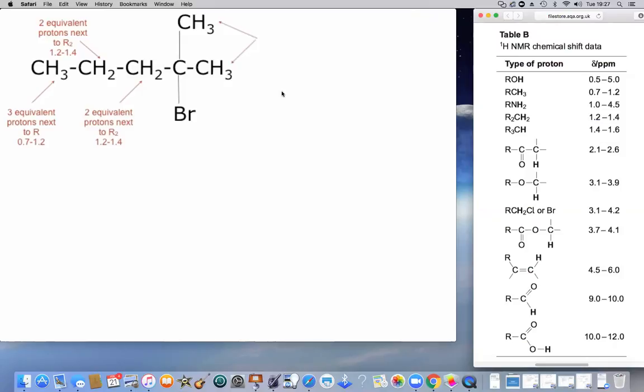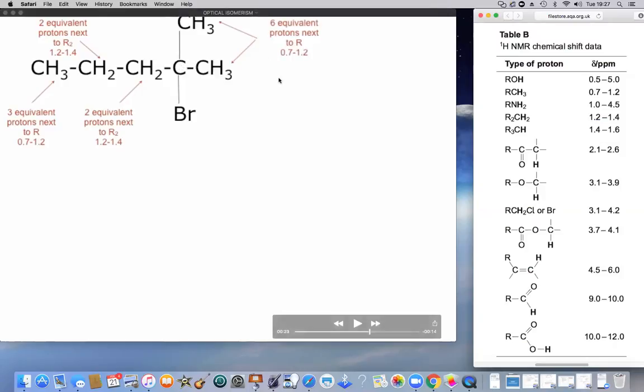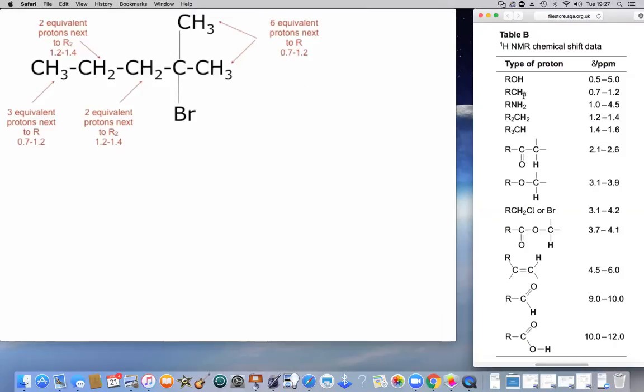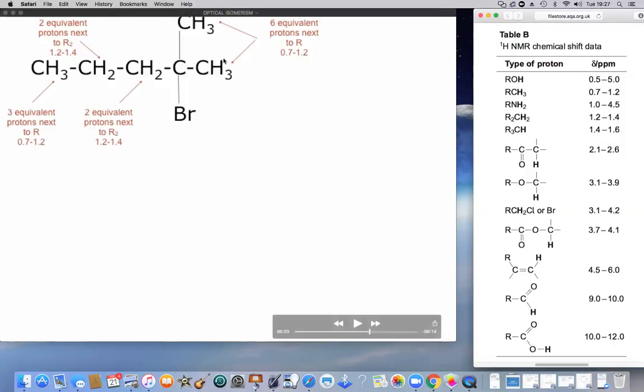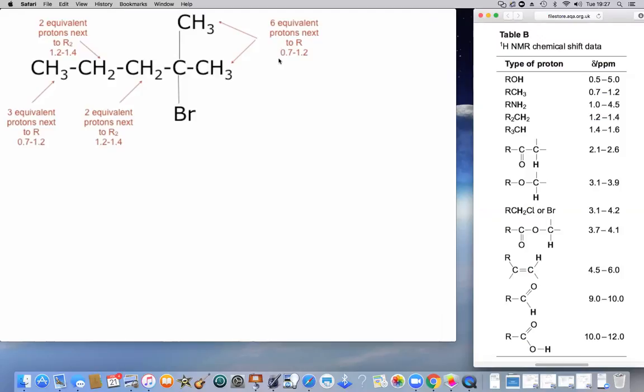Then we have 2 equivalent methyl groups over here. They're all equivalent and they are next to an R group. It's this one here again, CH3 connected to R, 0.7 to 1.2. So they would appear as a single signal with relative intensity 6, somewhere in the range 0.7 to 1.2. So that's the information that you can get from chemical shift. You can get their relative positions on the spectrum. We'll have a look at an example in a moment.